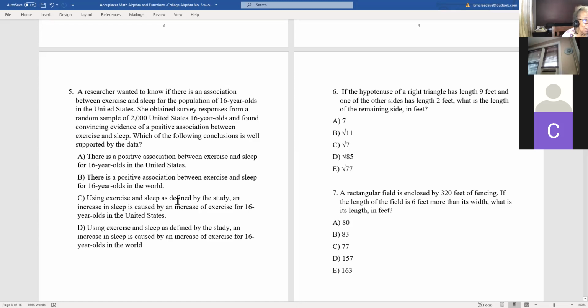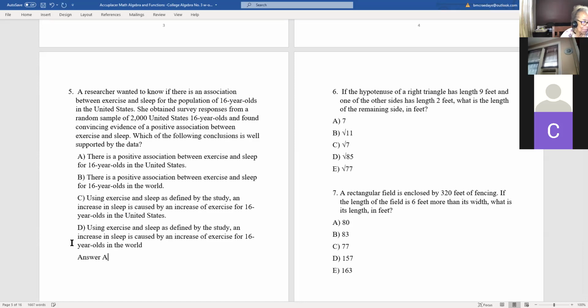Where was the survey done? In the US. United States, yeah. The world would not be. So you can eliminate B and D, because they both say the world, right? So you're between A and C. C says nothing about sleep increase caused by an increase in exercise. The only thing they tell you is that they found convincing evidence of a positive association between exercise and sleep. So the answer can only be A.